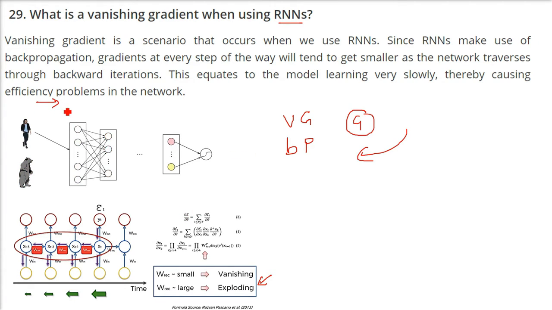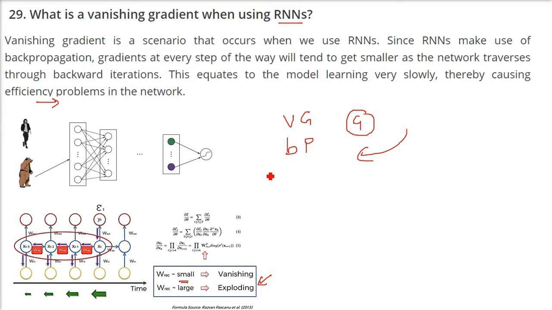So vanishing is again when we are doing back propagation, the gradient at every step tends to get smaller as the network is traversing through the backward iterations.